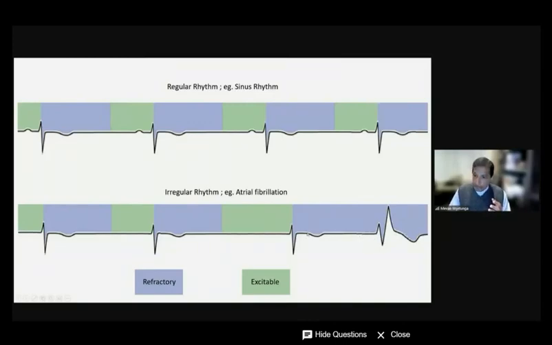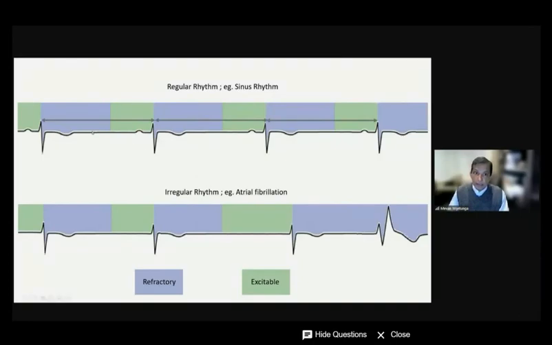But to call it Ashman, you need to have this pattern of things. So that gives a clue. That gives a clue that this could be coming from the top rather than coming from the bottom of the heart. So again, that's what I explained here.